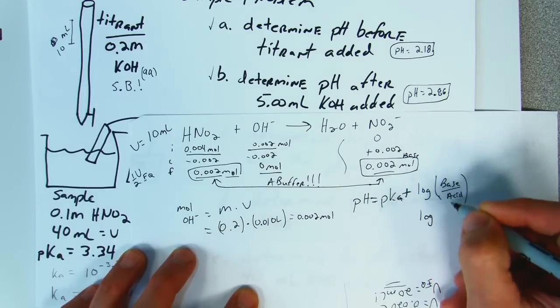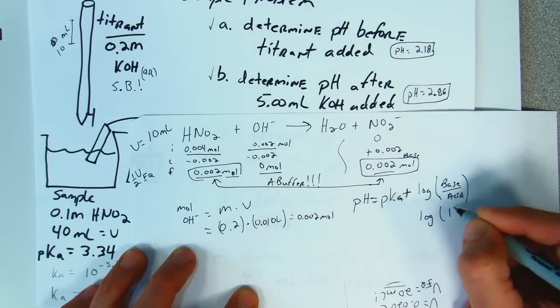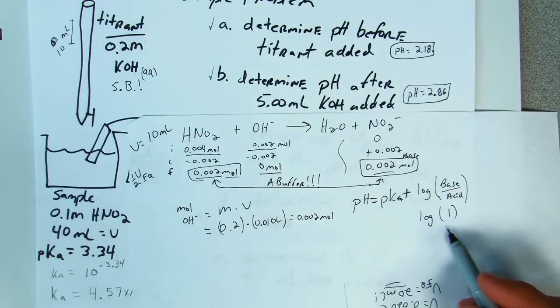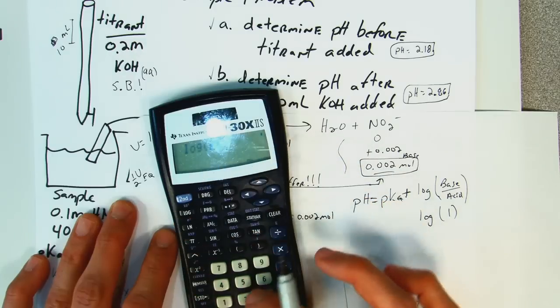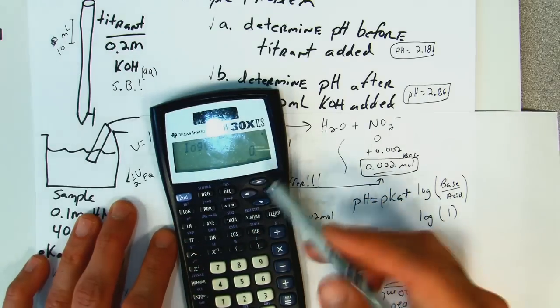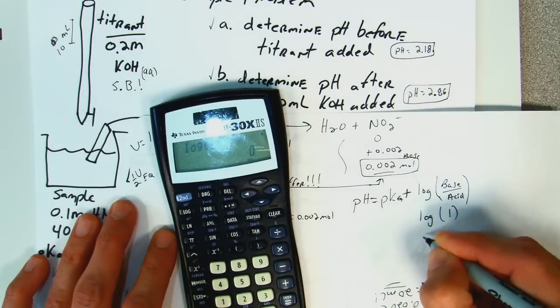So what's the significance of that? Well, because these two have the same molarities, this ratio is going to reduce down to 1. Now, let me show you something. If you take the logarithm of 1 on your calculator, you get a big fat 0.